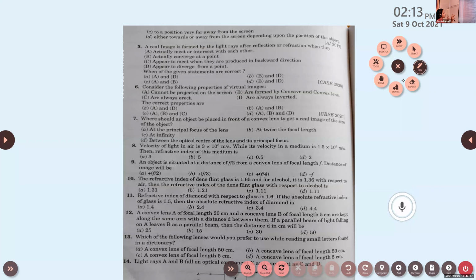Here you have a pair of options. Option A: statements A and D are correct. Option B: statements B and D are correct. Option C: statement A and statement B are correct. Option D: statements B and D, both are correct. Which is the correct answer? We need to form a real image. A real image is formed by the light rays after reflection or refraction. What is the condition for the formation of a real image after reflection or refraction?